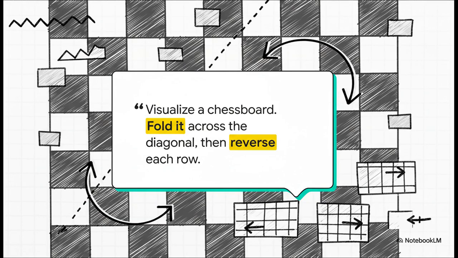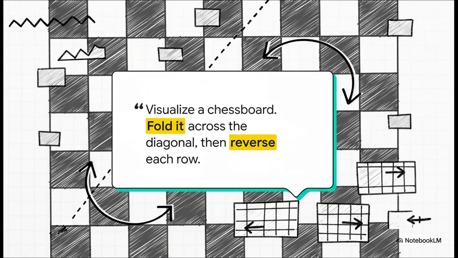Okay, how about a 2D problem? Let's say you need to rotate a matrix, like an image, by 90 degrees. Again, instead of creating a whole new grid of pixels, which would be really memory intensive, we can do it in place with a clever two-step trick. And this analogy nails it.